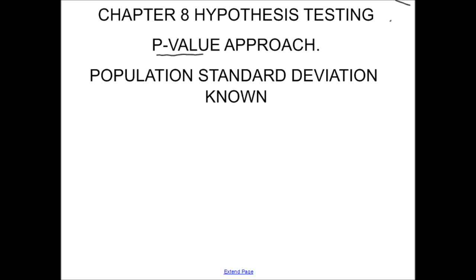This one is dealing with the p-value approach. Again, our standard deviation is known. Again, there will be 6 steps, just like there were for our critical value approach. Those steps are a hypothesis statement again, just like it is in the critical value approach.